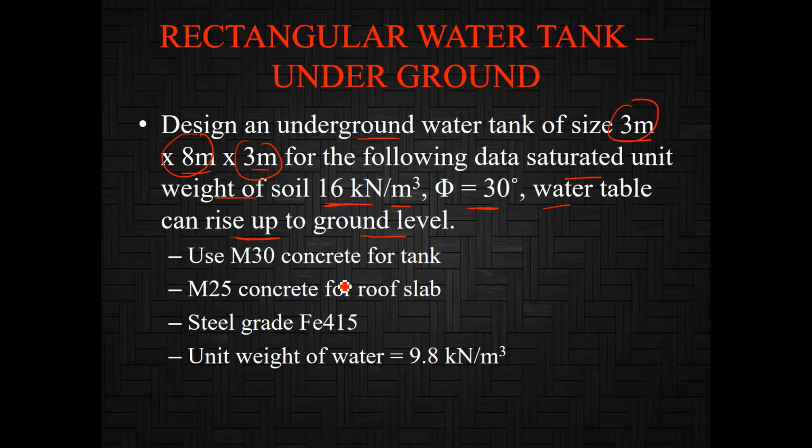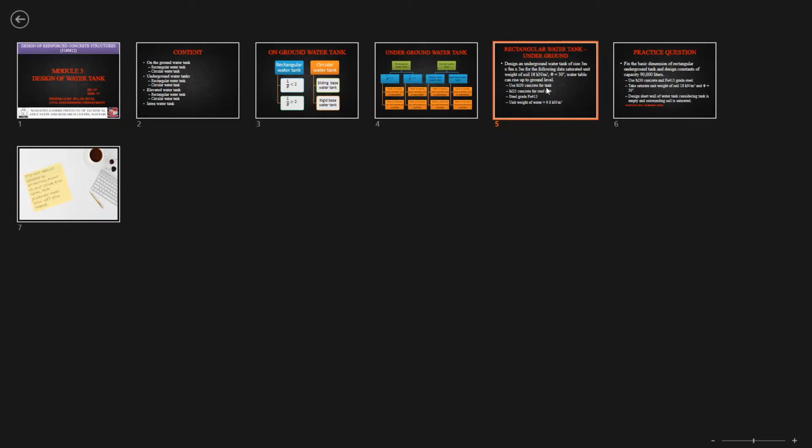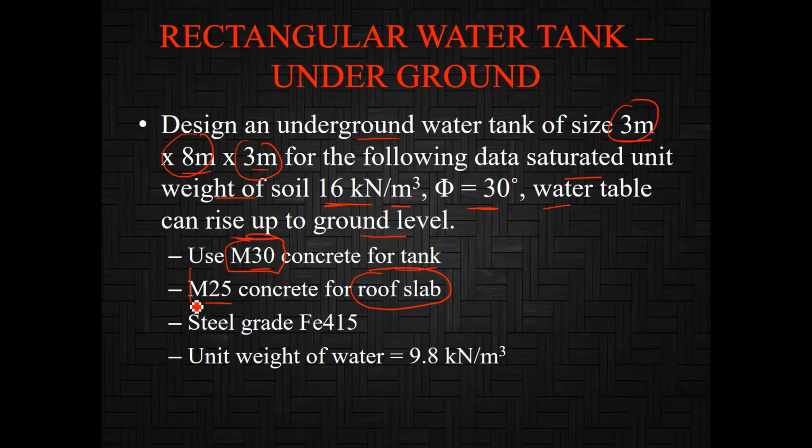and M25 grade of concrete for the roof slab. So here are two different concrete grades. First is M30 for the tank, M25 for the roof slab, and the steel grade is Fe415, and unit weight of water is 9.8 kilonewton per meter cube.